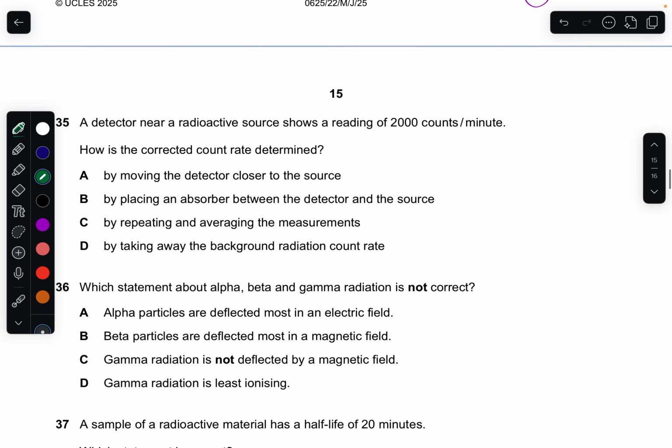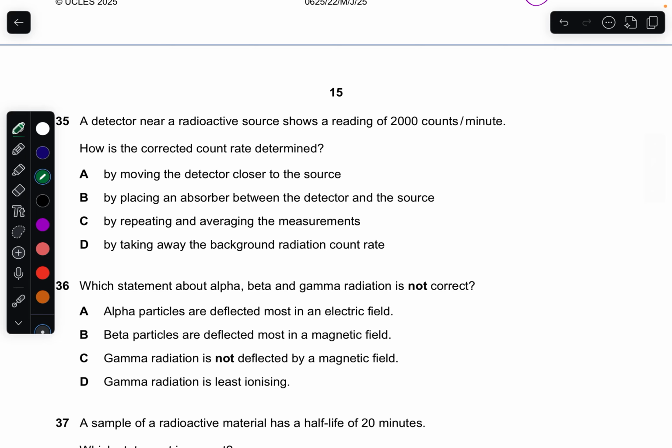A detector near a radioactive source shows a reading of that much value. How is the corrected count rate determined? If you have to find the corrected count rate from this, you have to subtract, or take away, the background radiation. So it's option D that is correct.